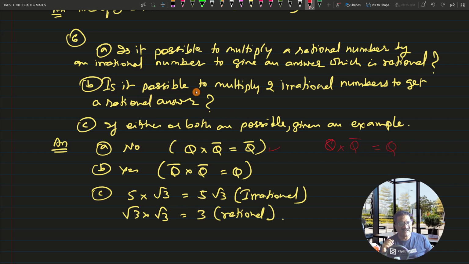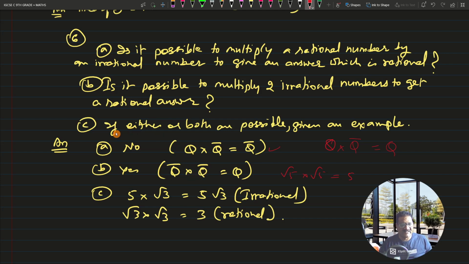Second, is it possible to multiply two irrational numbers to get a rational answer? And the answer is yes. An irrational number multiplied by the same irrational number will give you a rational number. For example, suppose you take root 5 and multiply by root 5. Both are irrational numbers, but the answer that you will get is 5, which is a rational number. So yes, two irrational numbers can be multiplied to get a rational number.